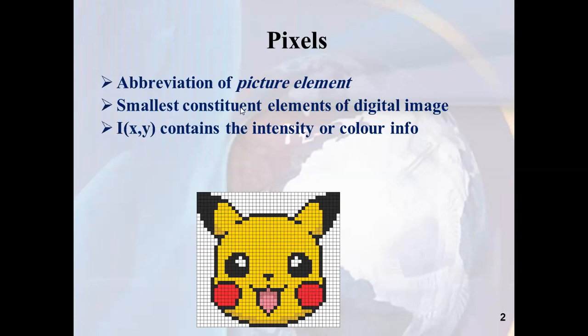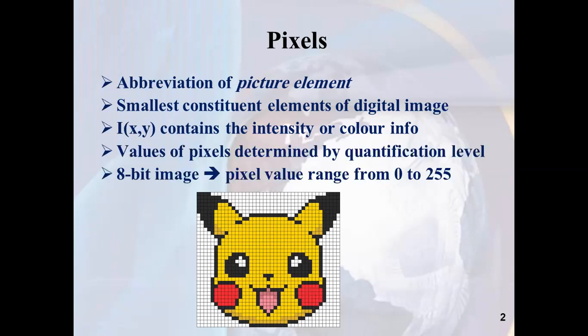parameters. This image is represented by a matrix of data where each value of the matrix represents the intensity of the image, which is a second constituent of the pixels. So I(X,Y) contains the intensity of the color information, where XY define the position of the pixel and I(X,Y) represents the value or the intensity that defines the color. And the value that a pixel can take is determined by the quantification level, and we talked about the quantification level in a previous chapter.